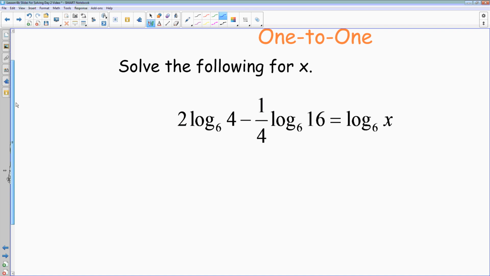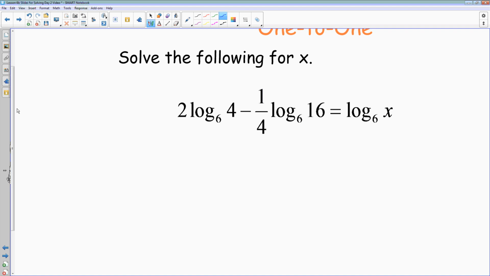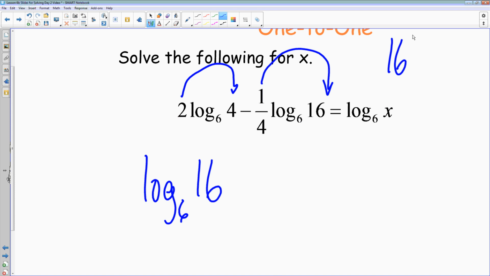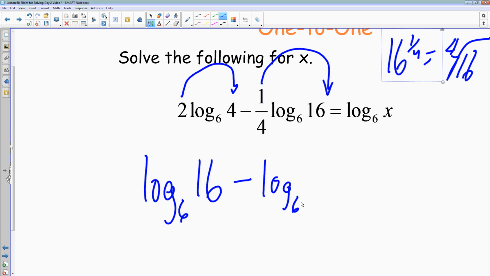This one is a little bit more challenging. So we've got 2 log base 6 of 4 minus 1/4 log base 6 of 16 equals log base 6 of x. So we might want to use our power rule first, our power property. So this would become log base 6 of 4 squared, which we should know is log base 6 of 16. This 1/4, remember, if you've got 16 to the 1/4, that's actually the same as the 4th root of 16. So that's going to be log base 6 of 2, because the 4th root of 16 is 2. And over here, we can keep log base 6 of x alone.